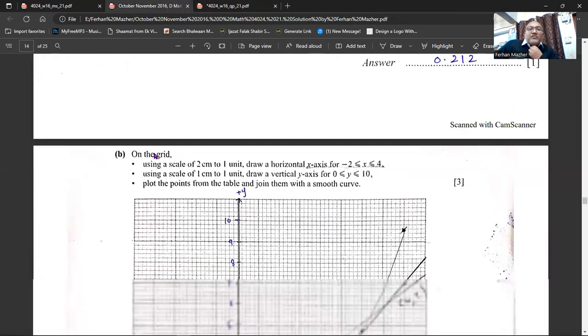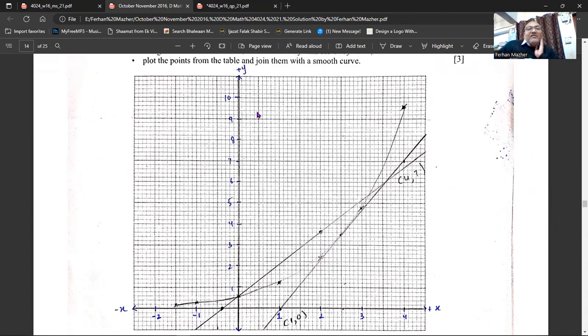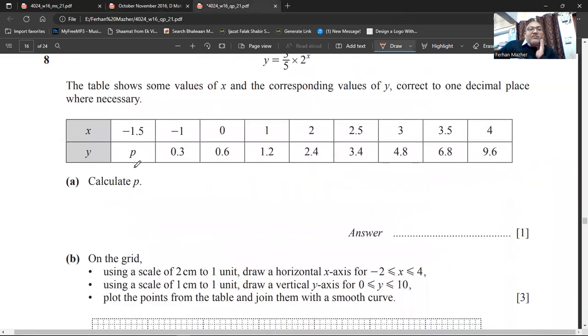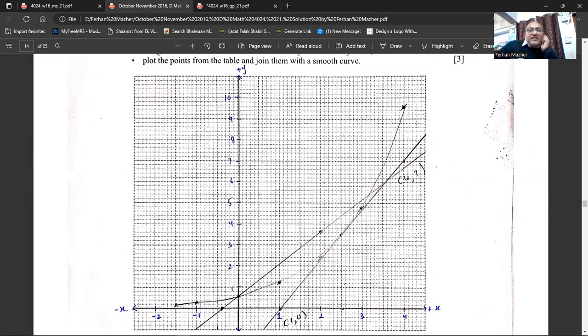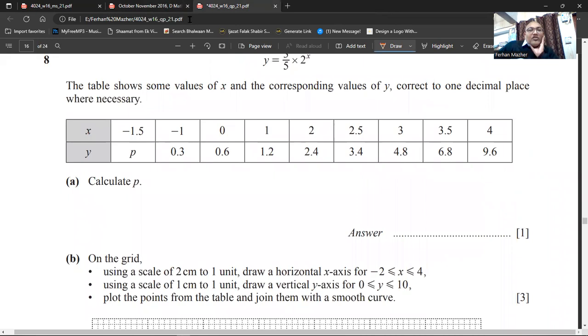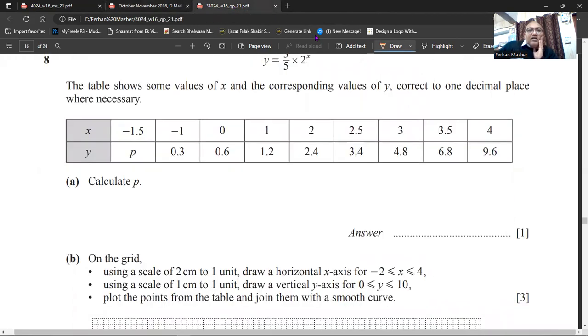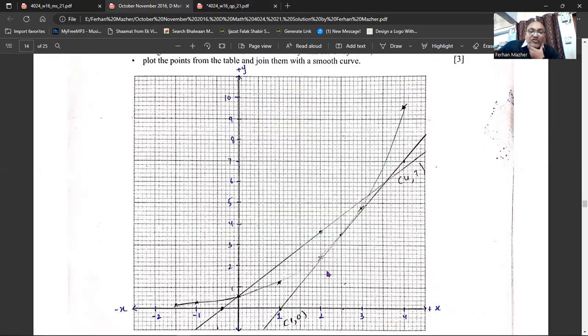So here we go. Can you see that? So 1, 2, 3, 4, -1, -2, and here we have 1, 2, 3, 4, 5, 6, 9, 10. Then I will plot those points. At -1.5, this is the point, and then you will have -1, 0.3. At 0, you have 0.6. That is this point. At 1, you have 1.2, put a dot here. And at 2, you have 2.4.